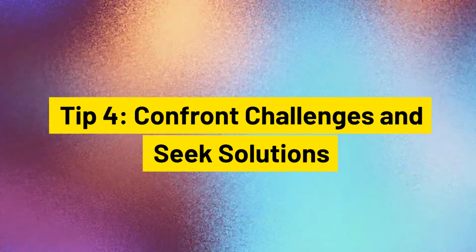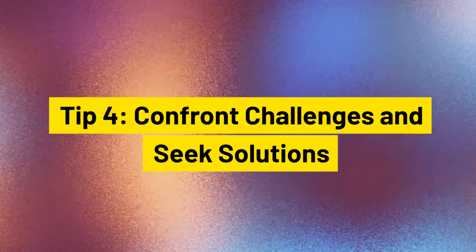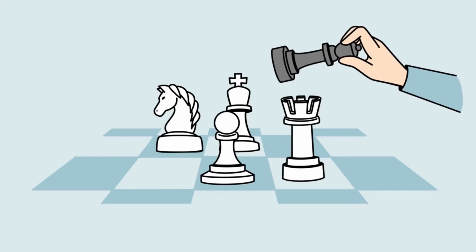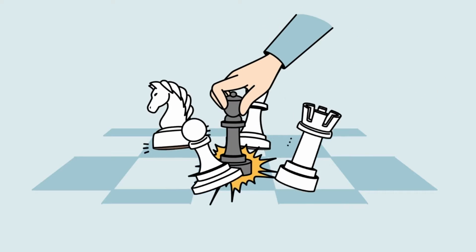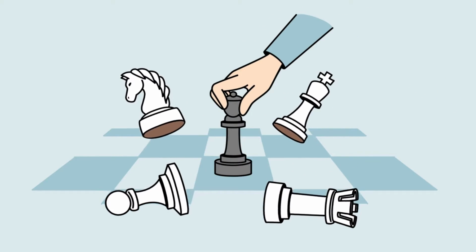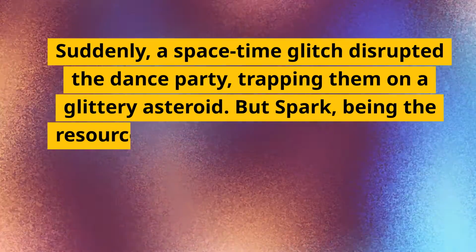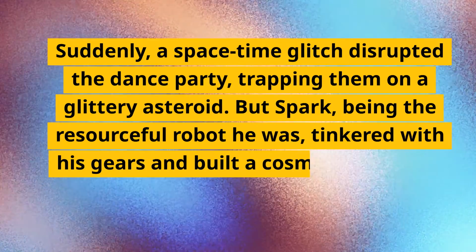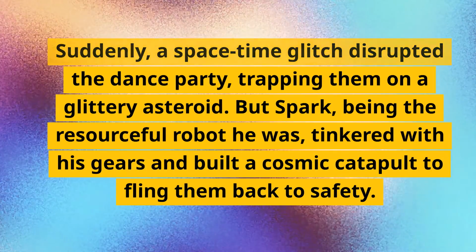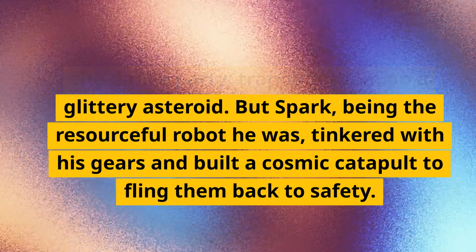Tip 4. Confront challenges and seek solutions. Great stories often feature challenges that test the mettle of your characters. Introduce a problem for your characters to solve. For example, suddenly, a space-time glitch disrupted the dance party, trapping them on a glittery asteroid. But Spark, being the resourceful robot he was, tinkered with his gears and built a cosmic catapult to fling them back to safety.